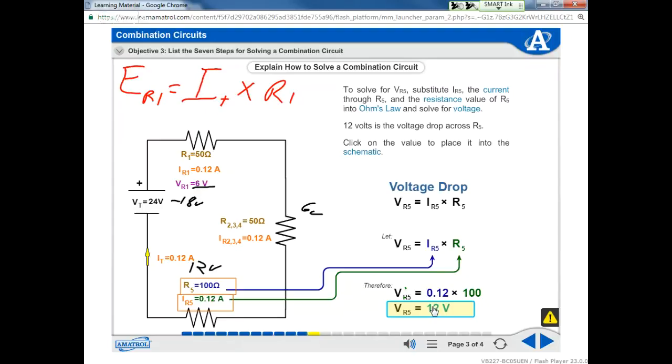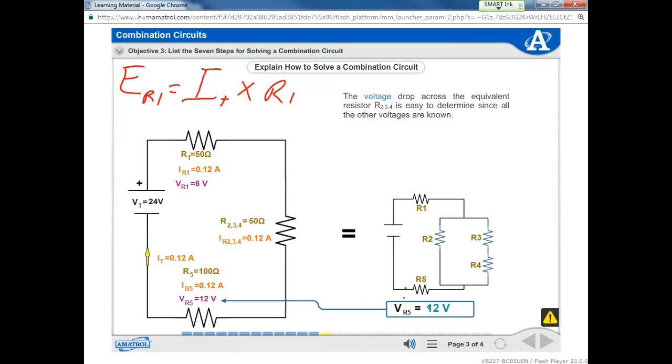But that's split between that other configuration with all the other resistors. But when it's simplified, we know, let's see if it pulls it up here in a second. The voltage drop across the equivalent resistor R sub 2, 3, 4 is easy to determine since all the other voltages are known. Click on V sub T, V sub R1, and V sub R5 to determine V sub R2, 3, 4.